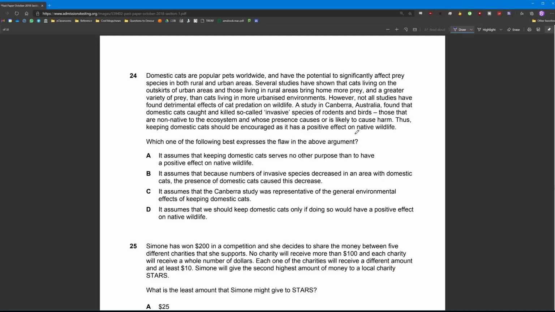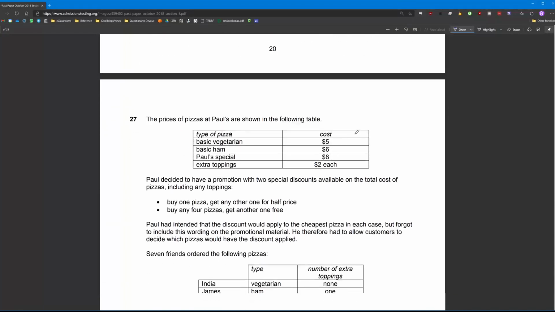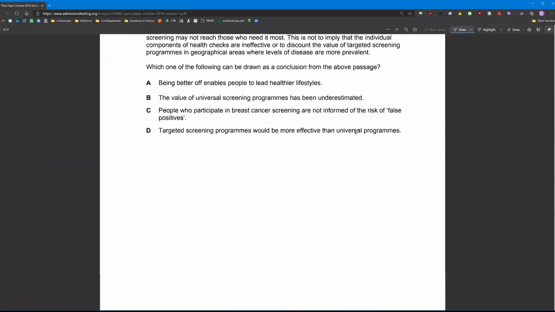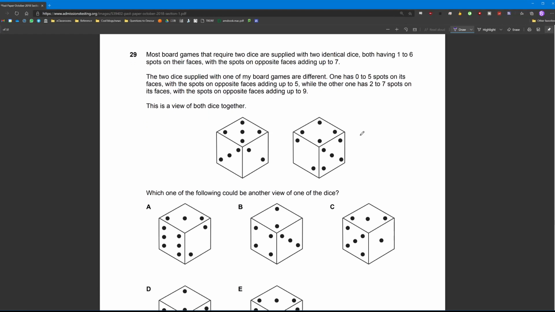So let's continue. Now we move on to question 29. Most board games require that 2 dice are supplied, with 2 identical dice having 1 to 6 spots on their faces, with opposite faces adding to 7. The 2 dice supplied with one of my board games are different. One has 0 to 5 spots, with spots on opposite sides adding to 5, while the other has 2 to 7, with spots on opposite sides adding up to 9.